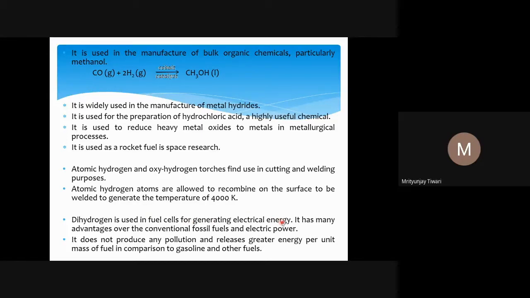Fuel cells, what are the fuel cells? I think I have shown some structure somewhere. Anyway, if you do not remember, that is not a problem. Studying them in detail is not part of your syllabus.